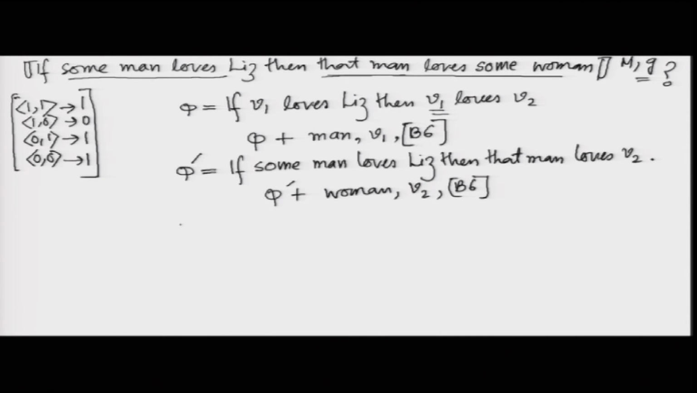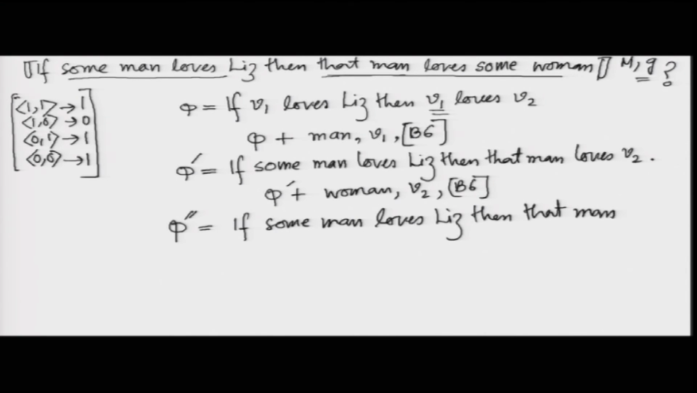We get then phi double prime, which is: if some man loves Liz, then that man loves some woman. This is our final construction. So, we have done it in 3 steps.